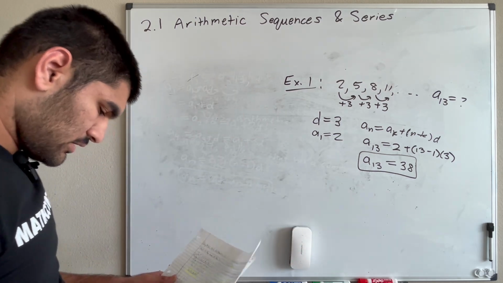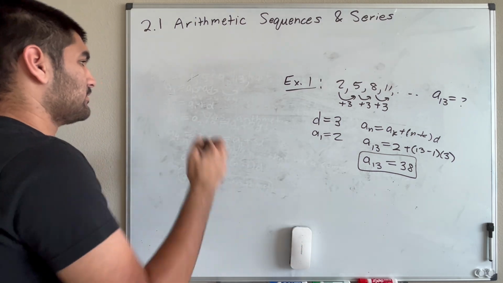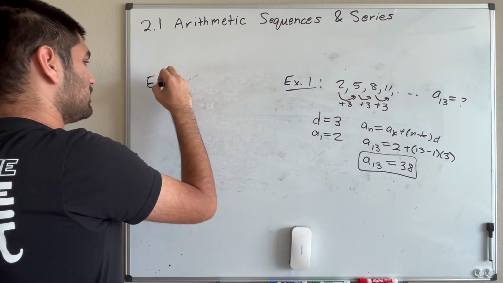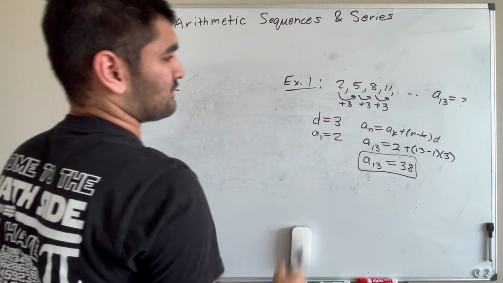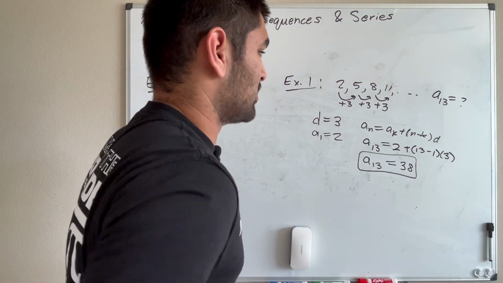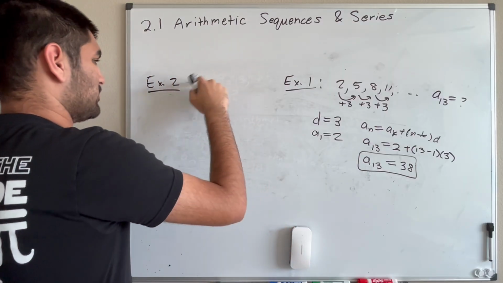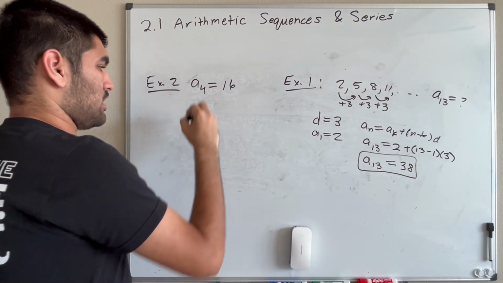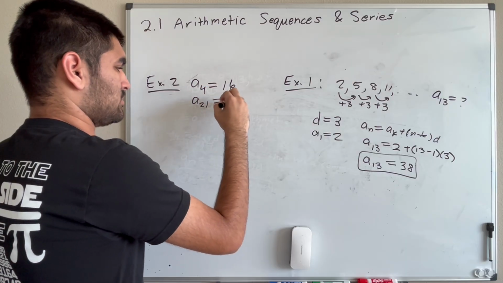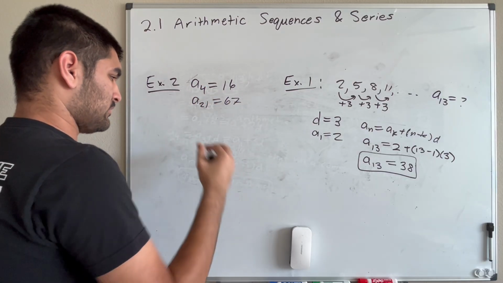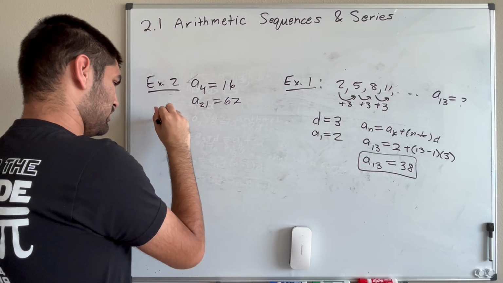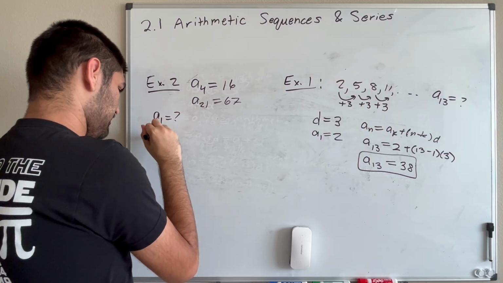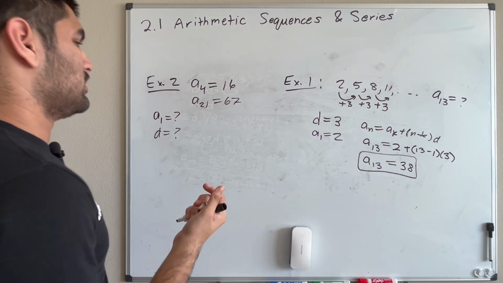Let's do another example. This time, however, it'll be a little bit different, right? So instead of them just giving us the sequence and then us finding the term, let's say they give us a couple of terms. So they give us a4 is equal to 16, and they tell us that a21 is equal to 67, and then they want us to find a1 and d. So how do you do this?